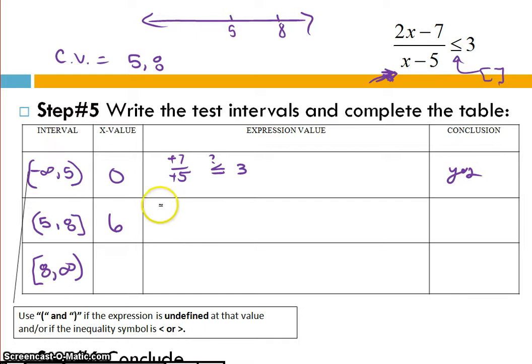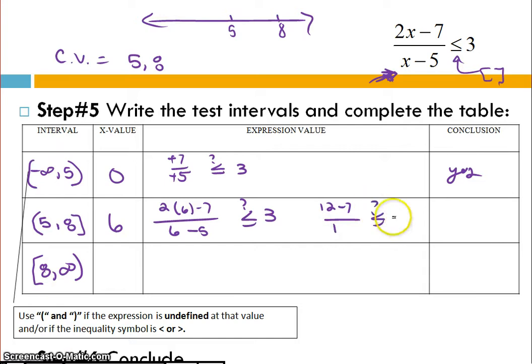If I plug in 6, I have 2 times 6 minus 7 over 6 minus 5, and I want to know, is that number less than 3? So you have 12 minus 7 over 1. Is that less than 3? No, because you have 5. Next, a number between 8 and infinity, somewhere in this outer section of the interval, like 10, for example.